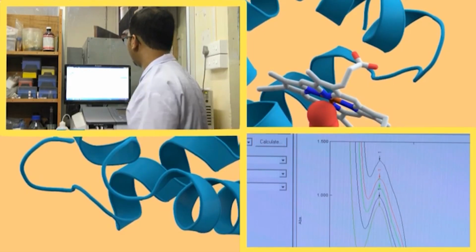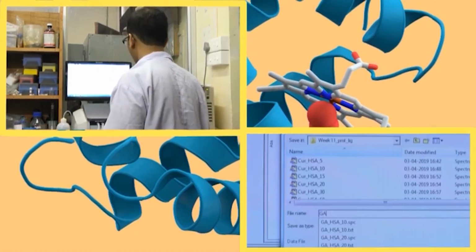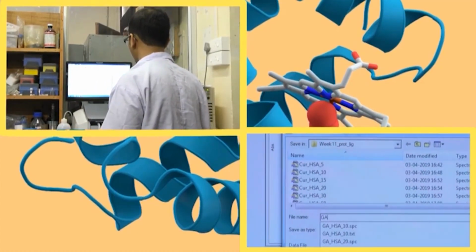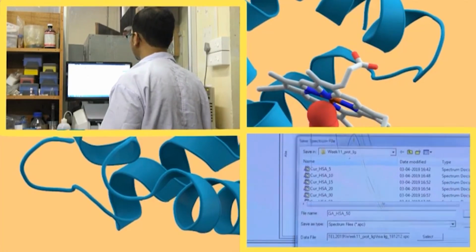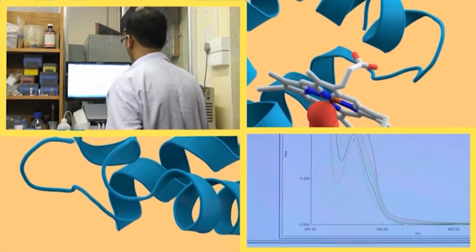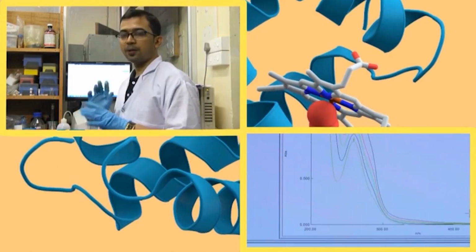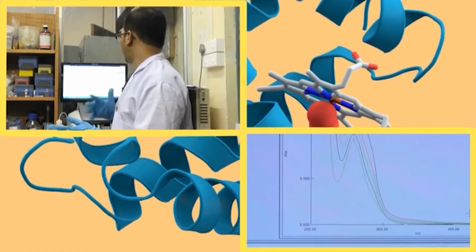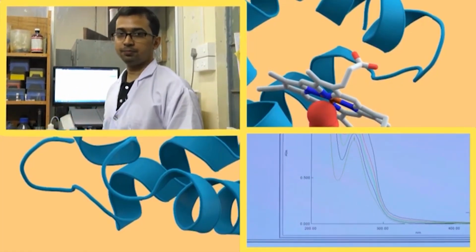So, I am saving this file again as GA HSA 50 text file. Now, we will do the subtraction and see in which range the values come and how the changes occur here.